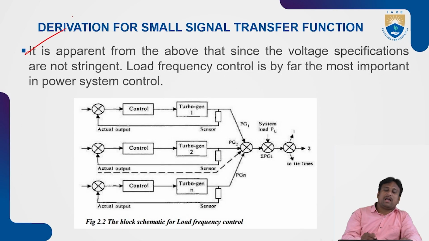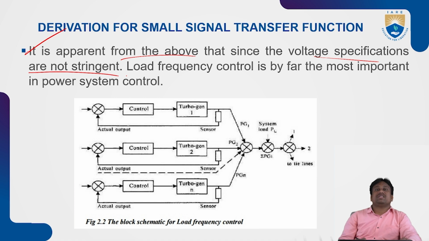So for deriving the small signal transfer function of the speed governor mechanism, it is apparent from the parameters that voltage specifications are not stringent, which should not be considered easily. Load frequency control is by far the most important in power system control.